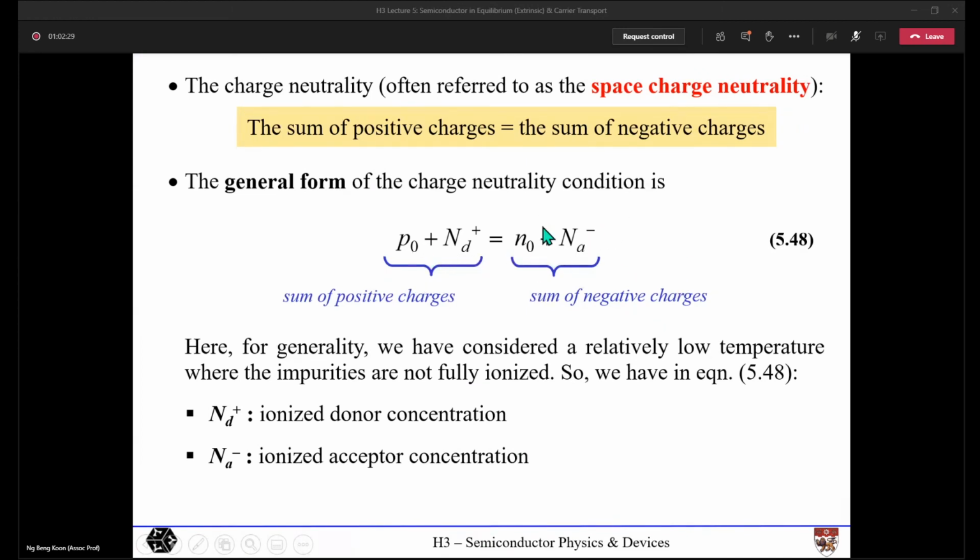On the other side, you have the negative charges, which are made up of the electrons and the ionized acceptor dopants. These are the ones with an incomplete bond, and an electron from a neighboring site comes to take the incomplete bond. The acceptor dopant now gains one more electron and becomes a net negative charge. So the total number of negative charges will be n0 plus Na minus. The minus here indicates that it's the ionized acceptor doping. On the donor side, it's positive because it's referring to the ionized ones.